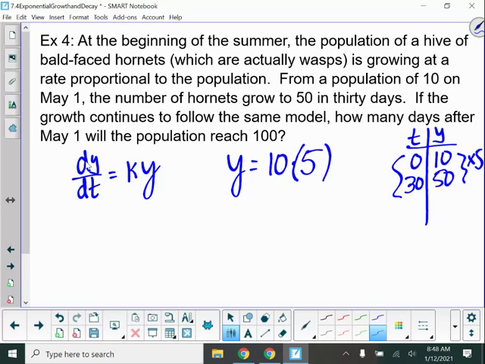My rate constant is going to be 1 over 30, because if, for example, t was equal to 30, so on 30 days, then it would be 10 times 5 to the first, and that would give me the 50 that I wanted. This also works out that if I plug in 0, I'm just going to get 10, because it's 10 times 5 to the 0 power. So now we want to know how many days after May 1st the population will reach 100.